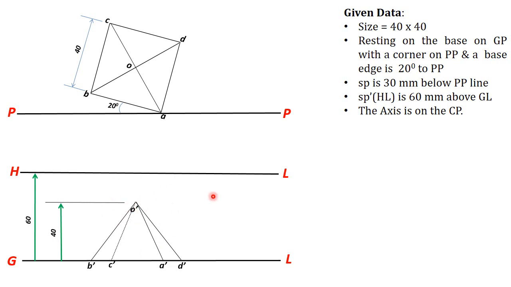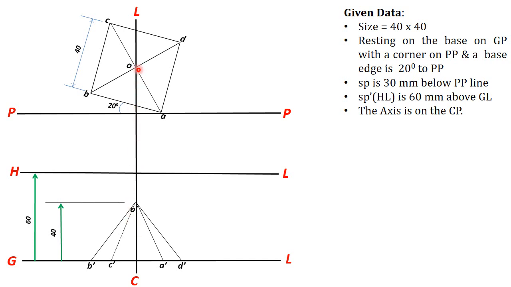Now you can draw the center line. It is given that the axis is on the central plane in this problem. So this is a new thing. In the previous problems the center line may be to the right of the object or left of the object, but in this problem the center line is on some points of the object.